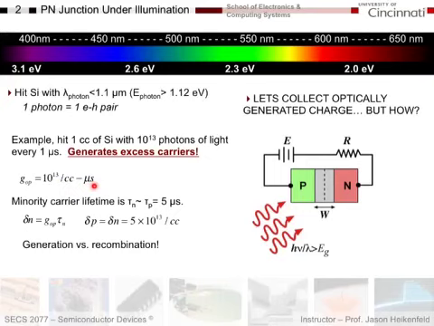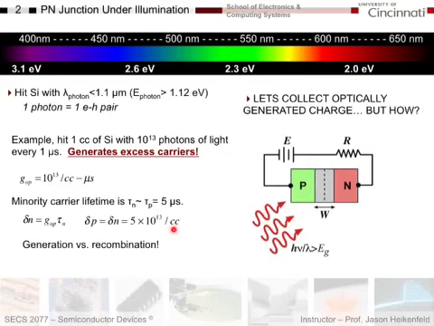Okay? And then we said previously, if we have a minority carrier lifetime, or just carrier lifetimes, of 5 microseconds, then we can get the excess carrier concentration as the optical generation rate times the lifetime, because these are competing. This is creating carriers, this is making them go away. The balance gives us the concentration. We multiply that out, and we get an excess of 5 times 10 to the 13th per cubic centimeter for both holes and electrons generated.